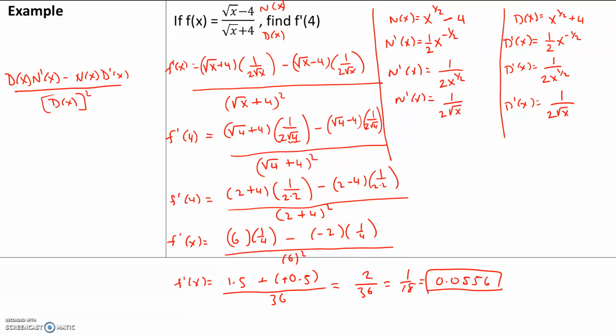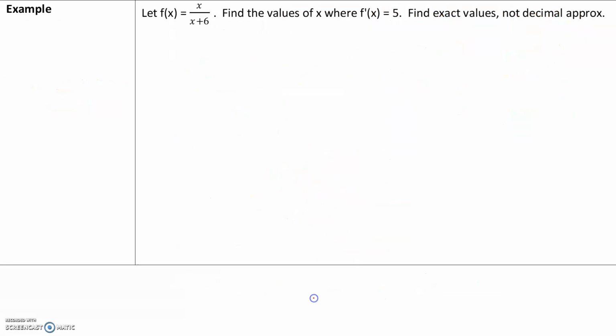Okay, a lot of numbers, but go through it, rewind the video if you need to, go through it one by one, and figure out where all the numbers are coming from. What you don't understand, come to class with questions. And the last example we will work on in class.